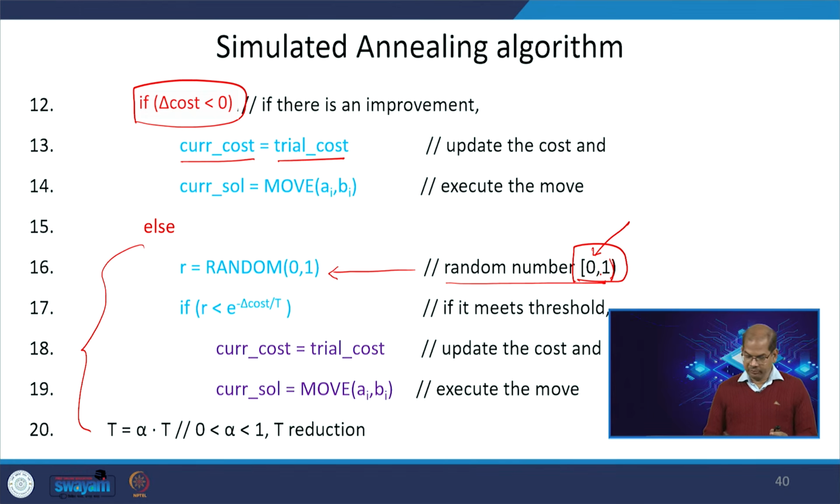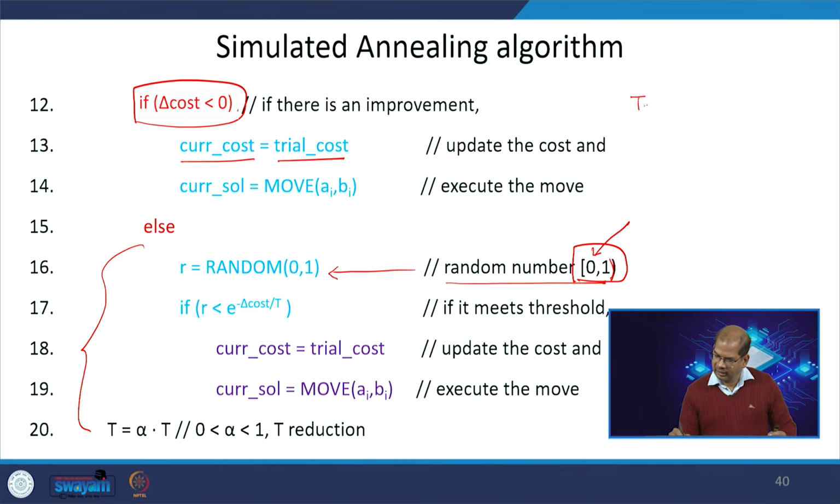Now, what I have to do? I need to check whether r is less than e to the power minus delta cost by T. Let us say T is a high temperature. High temperature means that delta cost by T is close to 0, and then this value becomes 1. So if r is less than 1, whenever the temperature is high, the probability of accepting the solution is higher.